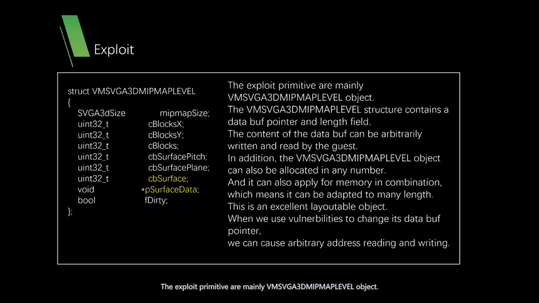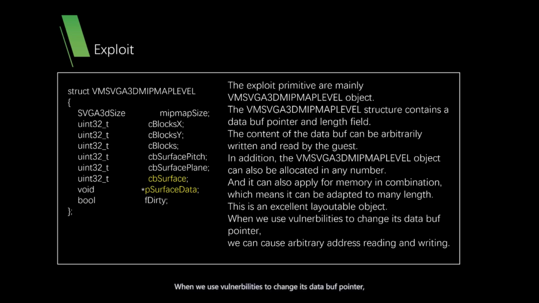The exploit primitive is mainly the VMSVGA 3D mipmap level object. The mipmap object contains a data buffer pointer and a length field. The content of the data buffer can be written and read by the guest. In addition, the mipmap object can be allocated in any number, and it can also be combined to allocate memory, which means it can be adapted to many lengths. This is an excellent spray object.